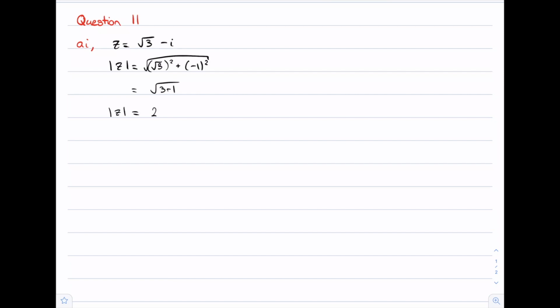To work out the argument, whenever I want to work out an argument of a complex number, I always like to have a really quick idea of where I'm sitting in the complex plane. So this is saying that I go across root 3 units and then down 1 unit. So I'm sitting somewhere in the fourth quadrant, and I'm actually going to indicate that like this. Okay, so this is the point root 3 and this is the point minus i.